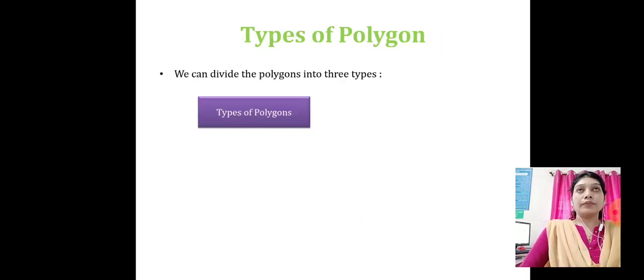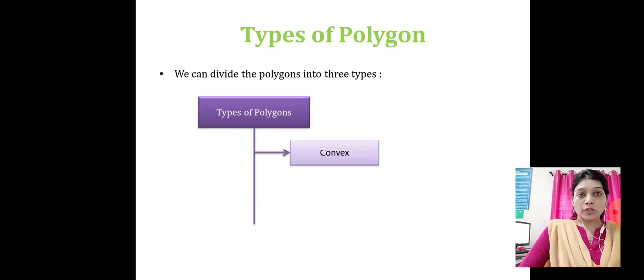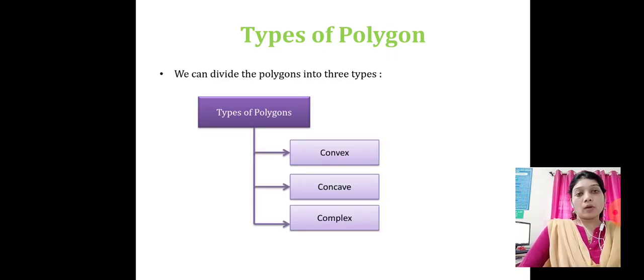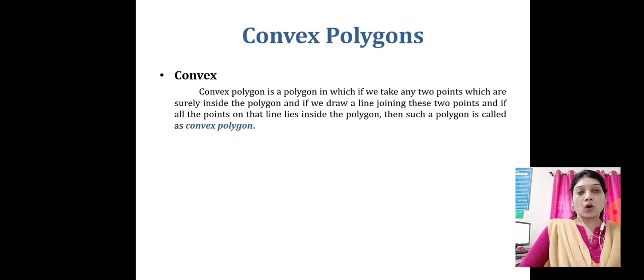Then again we have different types of polygons over here. The basic types of polygons are 3: the convex polygon, the concave polygon, and the complex polygon. These are the 3 basic types, and let us see by example how to recognize these 3 categories of polygon. Starting with the convex polygon: a polygon is a closed loop structure which has its edges and vertices. This is the basic definition of a polygon. Now, how do we recognize a convex polygon?